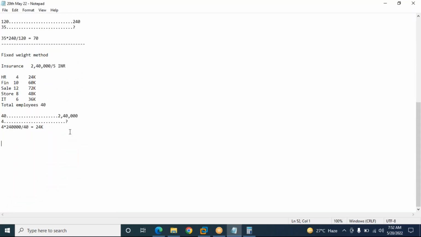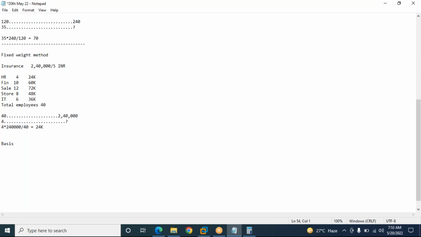What does this basis method mean? For fixed weight and fixed percentage, or equally, the source is constant. The source is constant and the destination is based on the percentage.